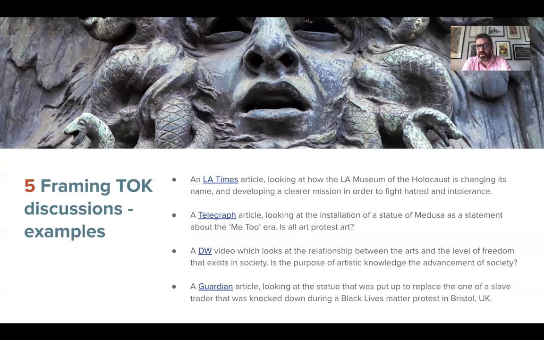Finally, there's a similar story there to the Medusa statue, which is mentioned in the Telegraph article as well, about a statue that was put up to replace the slave trader that was recently knocked down during protests in Bristol. So again, posing that question: how can the arts help us to understand ethical questions? So those are some stories.